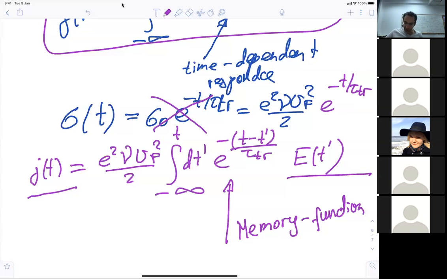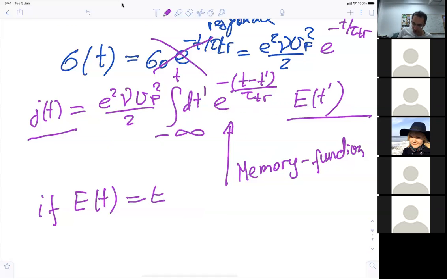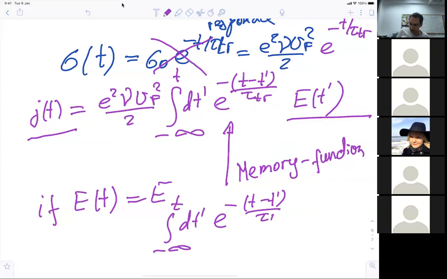Now, if the electric field is time independent, so if electric field as a function of time is just a constant, then the integral from minus infinity to t dt prime e to the minus t prime divided by tau transport yields tau transport. And we are back to the DC electric conductivity.